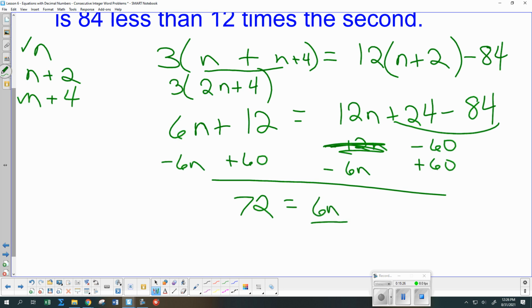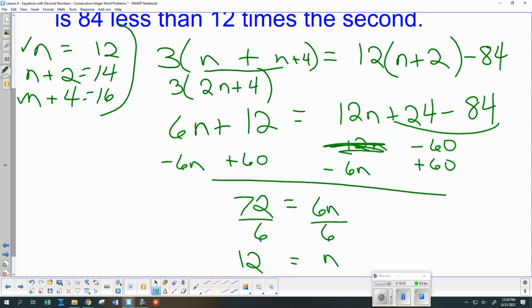So we have 6n. And anybody already done 72 divided by 6? What do you get? Shout it out, everybody. 12. That's my first number. What's my next number? We're adding 2. So 12, 14, 16. These are our answers to 6. Everybody good with that? All right.